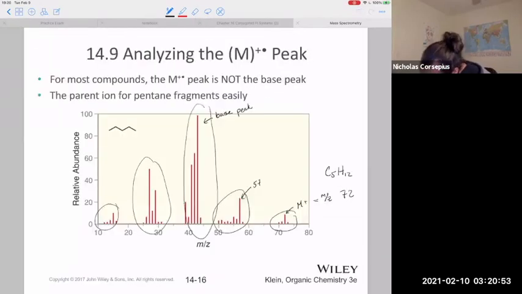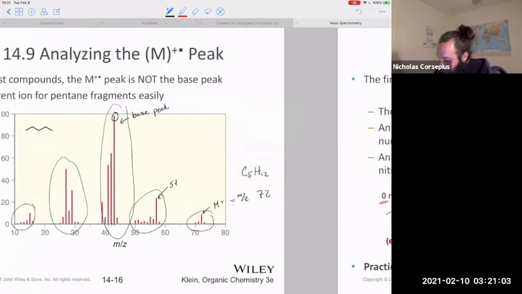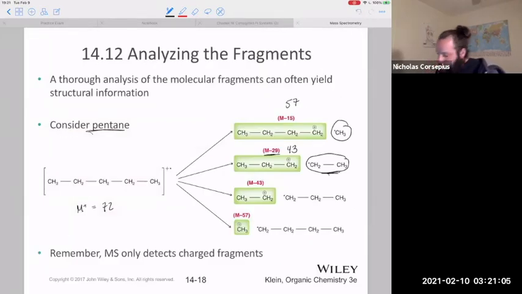And again, 1, 2, 3. We have this, our base peak is that M minus 29 or 43, M over Z equal to 43 fragment. So our base peak corresponds to the loss of an ethyl radical. And this chunk right here is the charged part that hits the detector. Remember, it's only the charged fragments that correspond to the detector.